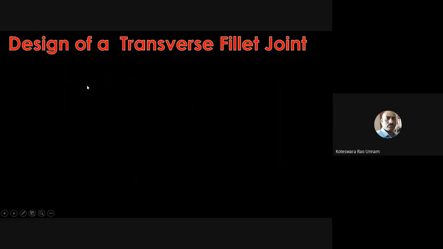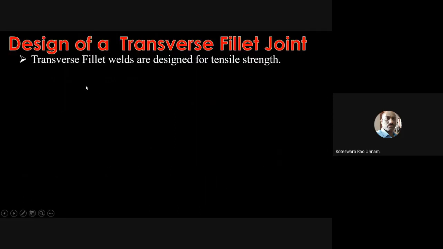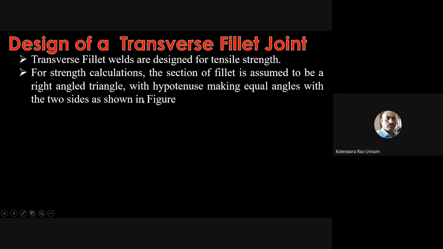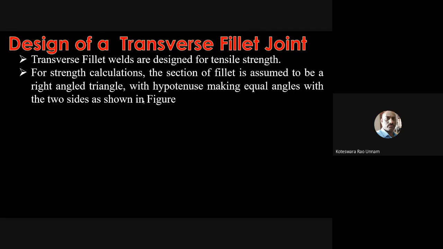Then after that we have taken up the design of the transverse fillet joint. Here these transverse fillet joints are also designed for the tensile strength. For the strength calculations, the section of the fillet is assumed to be a right angle triangle, as we already discussed in the previous class, with the hypotenuse making equal angles with the two sides. In a right angle triangle, one angle is 90 degrees, but the other two angles we take as equal, so they are 90 by 2, which is nothing but 45 degrees.